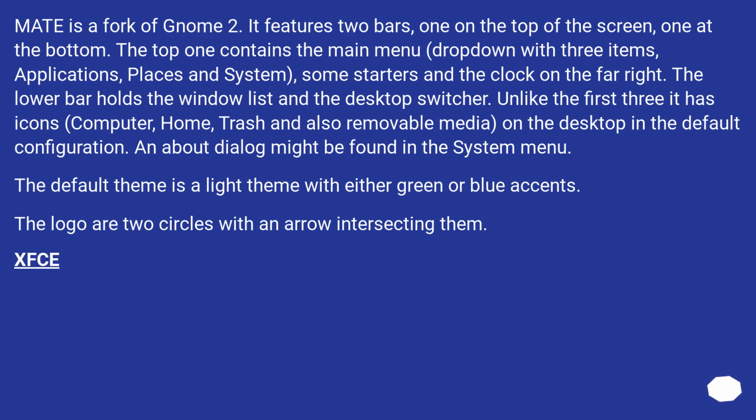Unlike the first 3, it has icons, computer, home, trash and also removable media on the desktop in the default configuration. An About dialog might be found in the system menu. The default theme is a light theme with either green or blue accents. The logo are 2 circles with an arrow intersecting them.